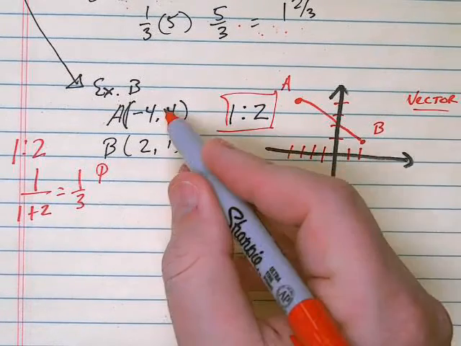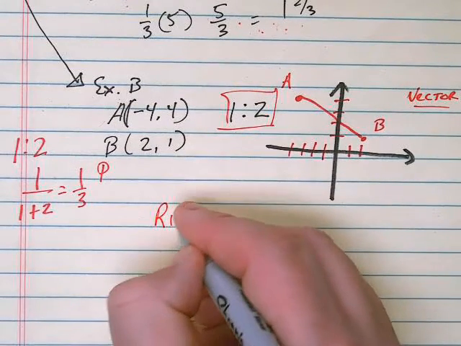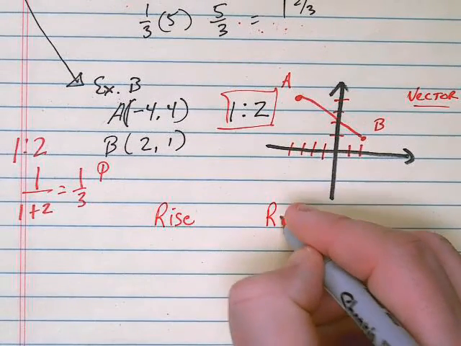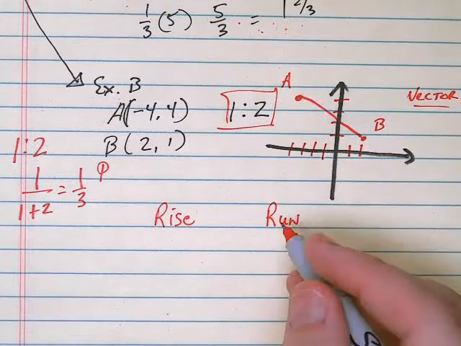Okay, so we know A is -4, 4. We know B is 2 and 1. Do you guys remember the terms rise and run from slope? Do you remember that? Okay, well, we're going to use those again.